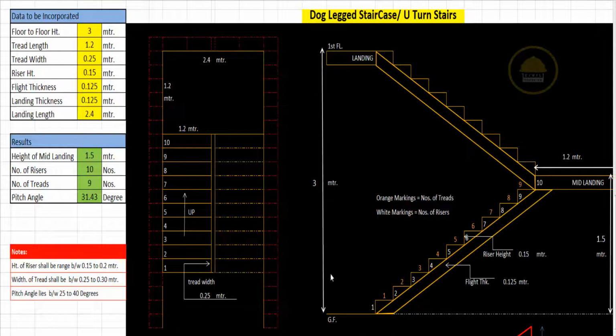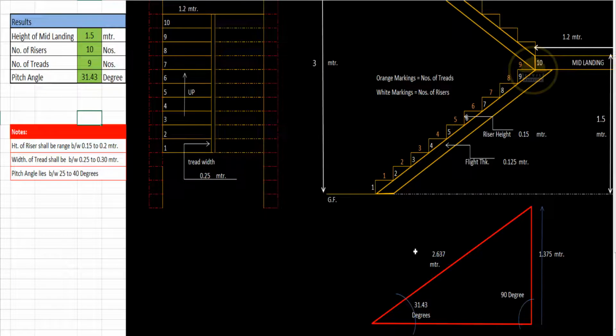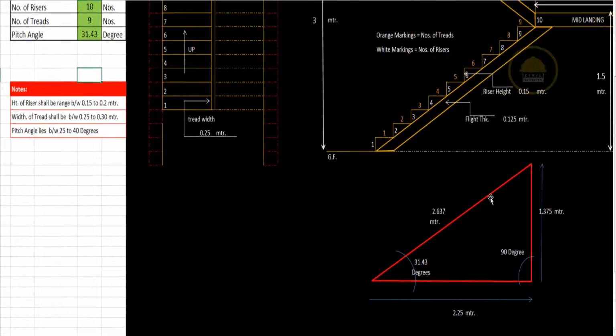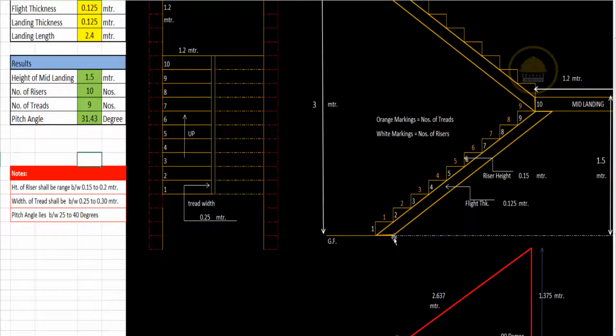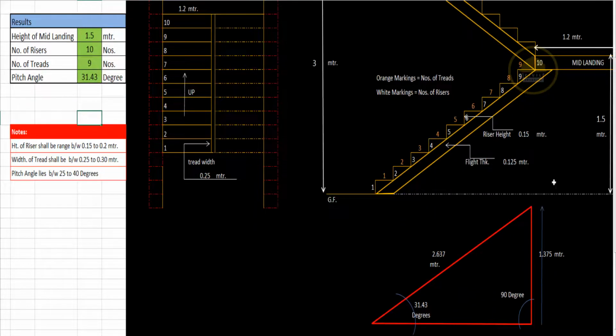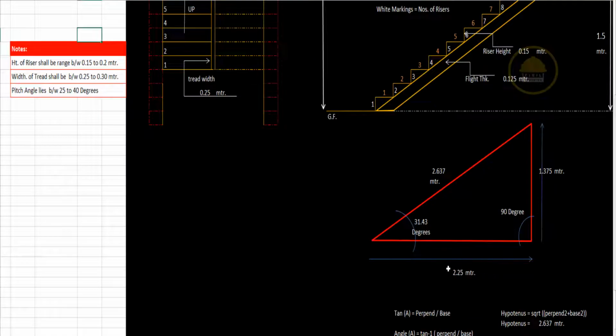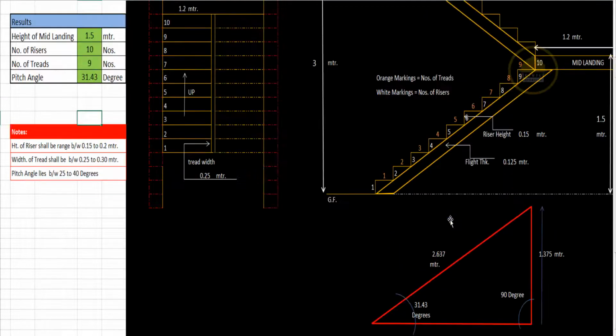As per our design or calculation, it will show how many risers and how many treads must be provided there, as well as the pitch angle. We can calculate easily what the pitch angle should be. Here is the formula chart. By this you can easily calculate the distance from the wall to the ground floor landing. The wall to landing width dimension we can easily calculate.